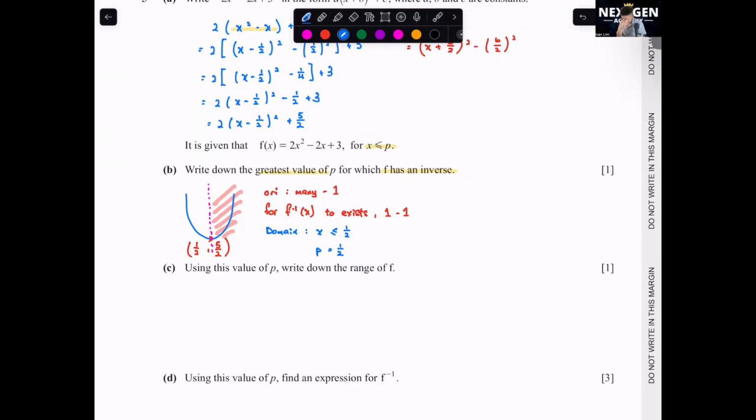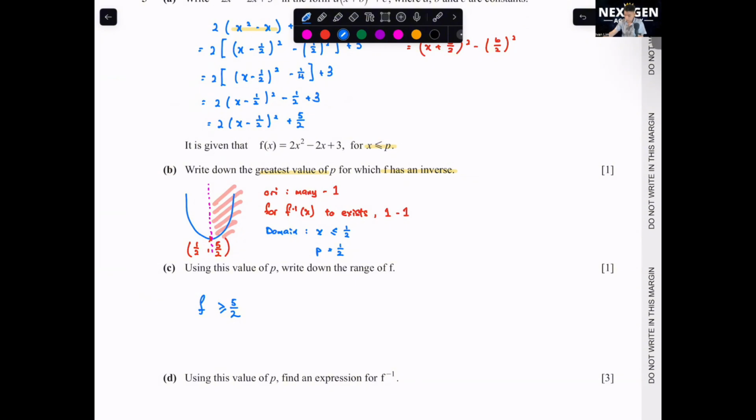Okay, then you look at this one. Using this value of p, write down the range of f. Range means your y value. So this one is everything above 5 over 2. So we'll take as f(x), or we can just write f more than or equals 5 over 2. Okay, if you write it as y, normally they will accept it also. Okay, f(x), y is all the same meaning.